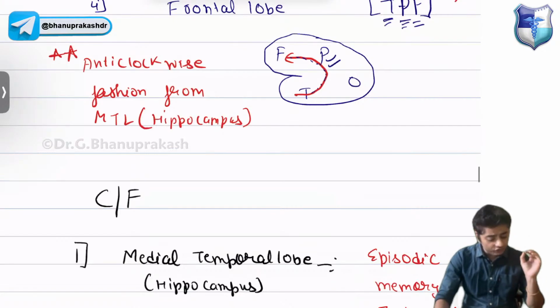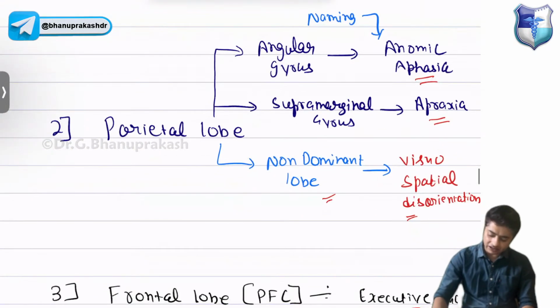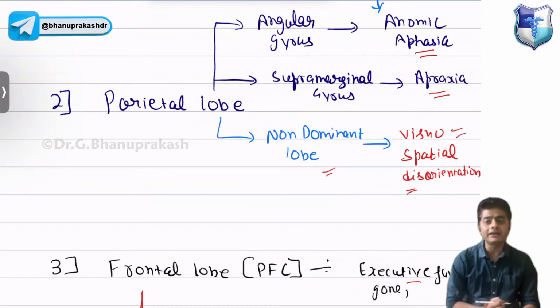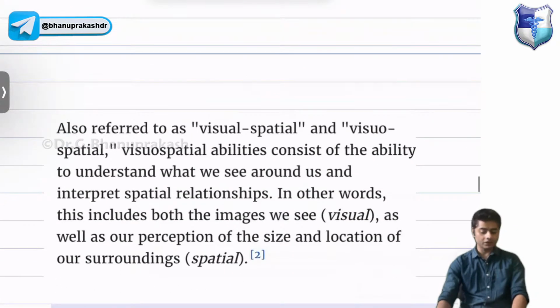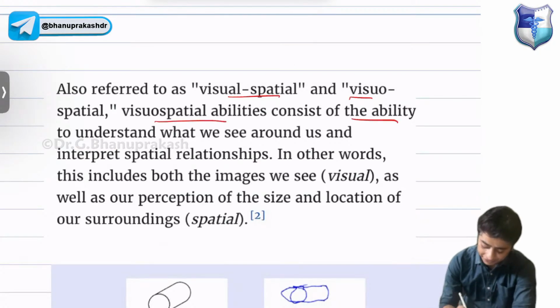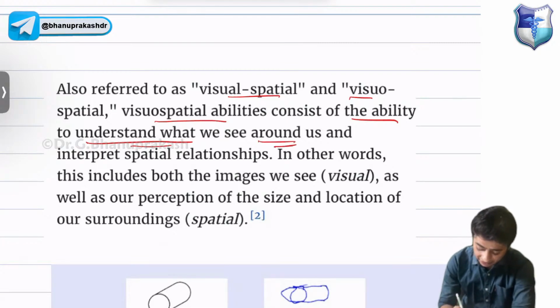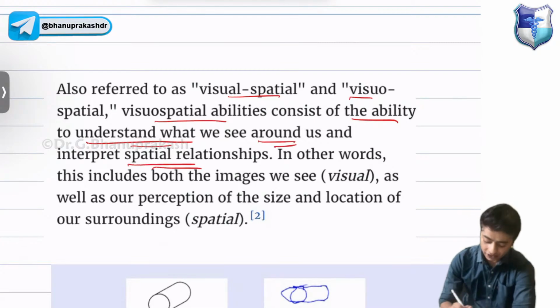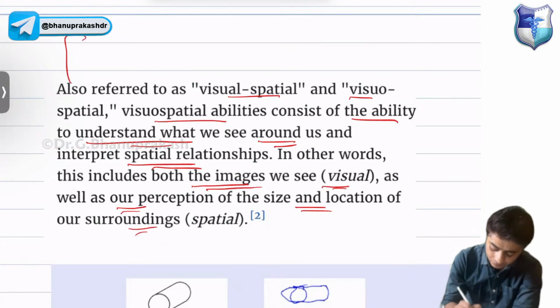Yeah, good. So, can anyone tell me about visuospatial disorientation? We have seen in this pathology there is visuospatial disorientation. So, what do you understand by the term visuospatial disorientation? Visuospatial abilities consist of the ability to understand what we see around us and interpret the spatial relationship. In other words, it includes both the images we see as well as the perception of the size and the location of the surroundings.